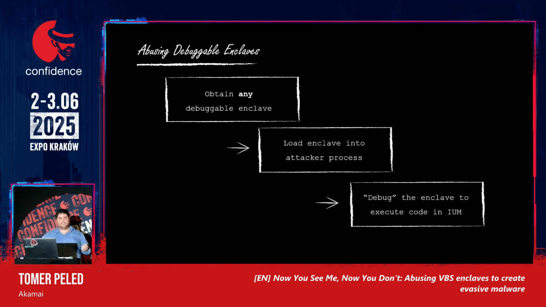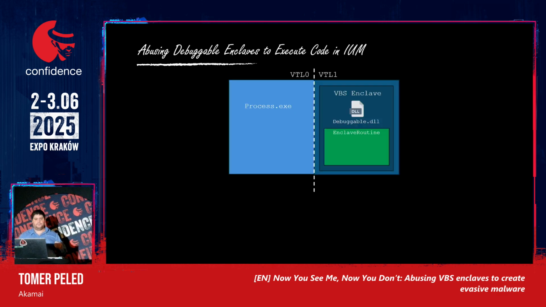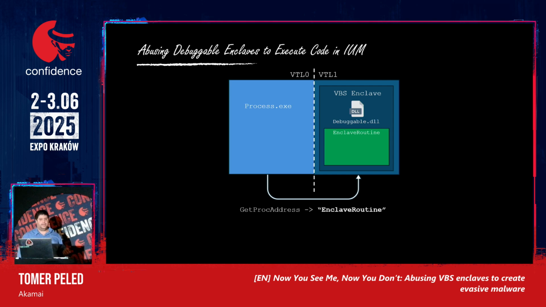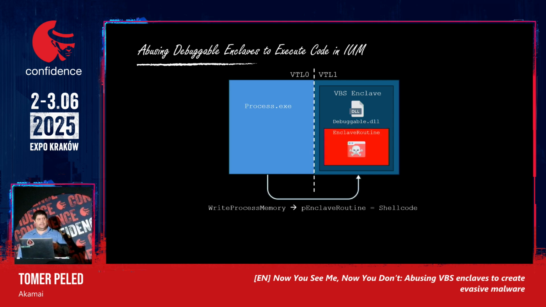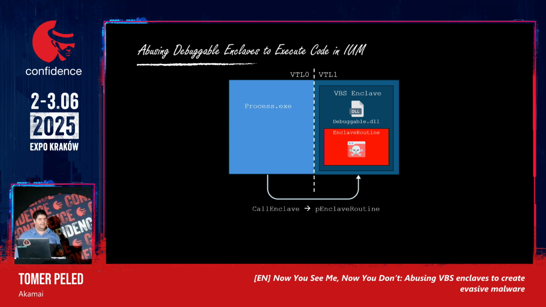Now, we go over this in greater detail in our blog post, but for now, I just want to highlight at a high level how this process is done. So let's say that we have a process inside VTL0, and in VTL1, we have an enclave with an enclave routine. What an attacker will first do is invoke GetProcAddress to retrieve the starting address of the enclave routine. He will then use VirtualProtect in order to change the page into execute-read-write. He will then place his own shellcode, overwriting the enclave routine, and finally, he will call the enclave routine, which will execute his code inside the isolated user mode.